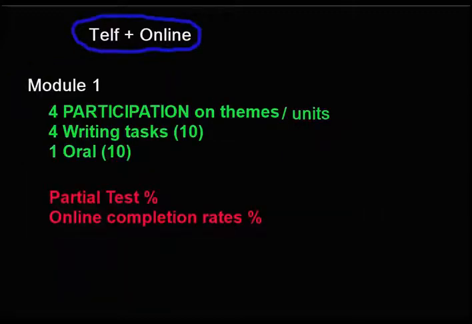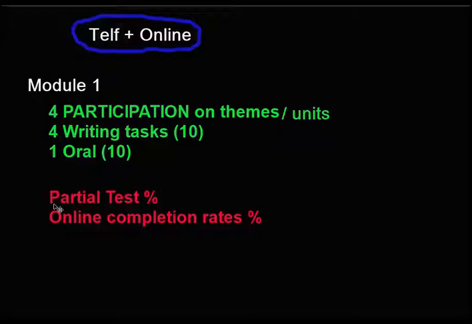So, telephone plus online. In Module 1, you have 4 themes or units to score out of 10 for participation. So that's how they are participating on the telephone classes. You've also got 4 writing tasks. Again, they're out of 10. And then you've got to score at the end of the module, the same as the face-to-face classes. You've got to give them a continual assessment score on their general performance in speaking. Okay, so those are the scores that you have to introduce to the website.